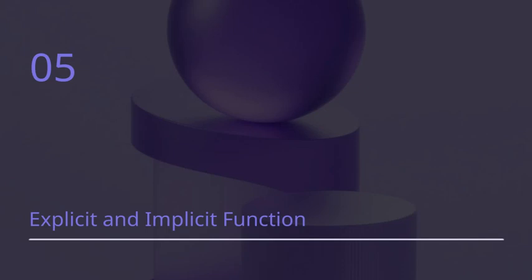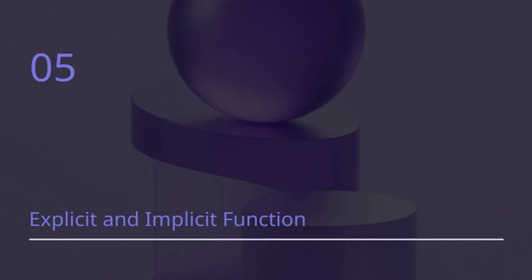Now, let's delve into the concepts of explicit and implicit functions. These are fundamental ideas in understanding how functions are defined and how they behave. An explicit function is one where you can directly solve for the dependent variable, like y equals some expression in x, for example, y equals 3x plus 2.